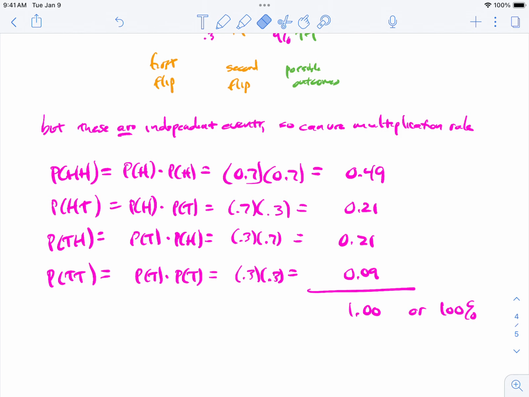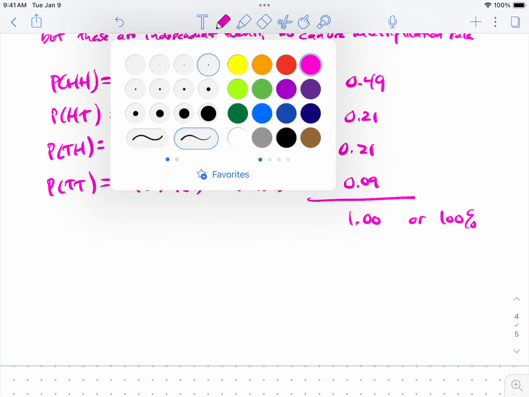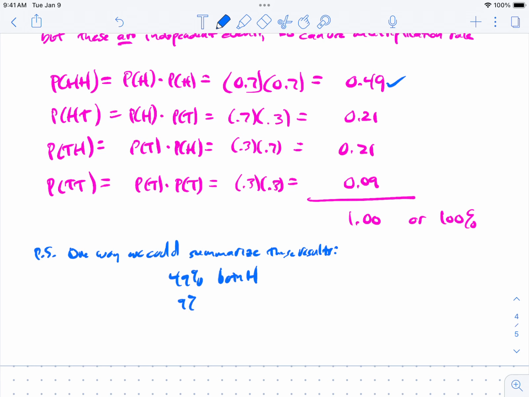Cool. I think that's basically what I wanted to say. But actually, no. One more thing that we could note. I'll just put a PS here. One way we could summarize these results, and this is kind of to plant a seed in your mind, is to say 49% chance both are heads, right? That's what that says. 9% chance both are tails. That's what that says.